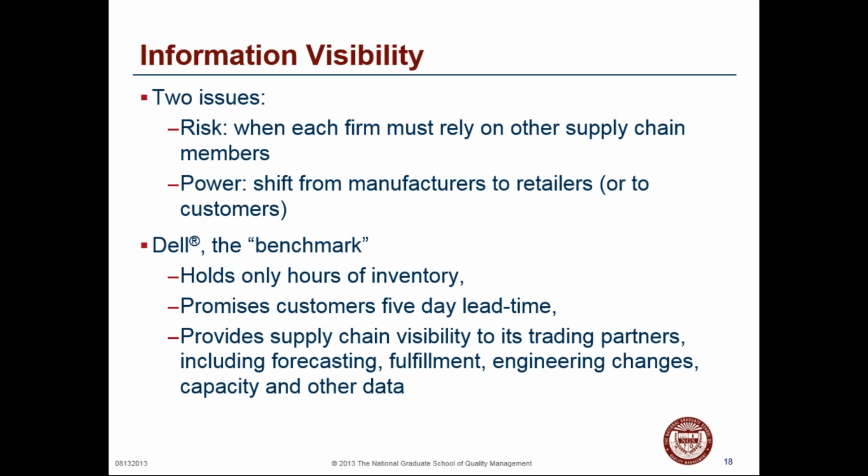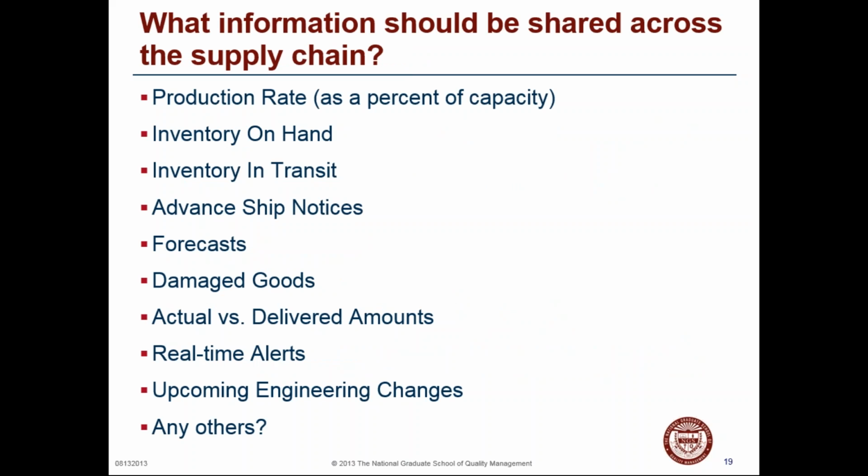Promises customers a 5-day lead time, and it provides that supply chain visibility to its suppliers, its forecasters, engineering change, and others, and directly to the customer. So you have visibility in your product and where it's at all times until you get it. So information visibility is always there.